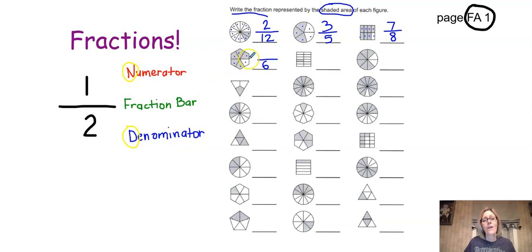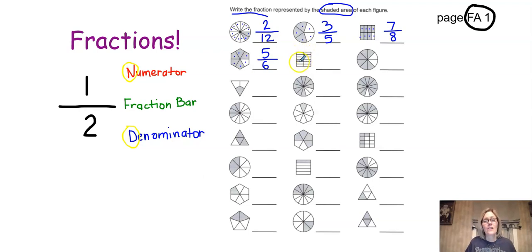And all but one piece is shaded. So 1, 2, 3, 4, 5. 5 out of 6 are shaded, or 5/6. Okay. You have to put that TH on there, almost like you're spitting on somebody. 5/6. Okay, it's kind of weird.